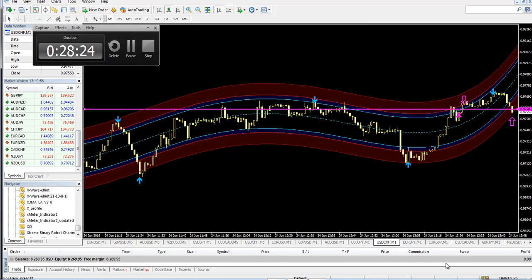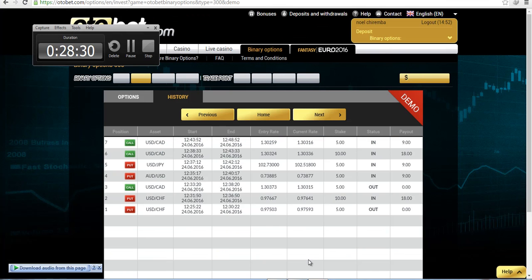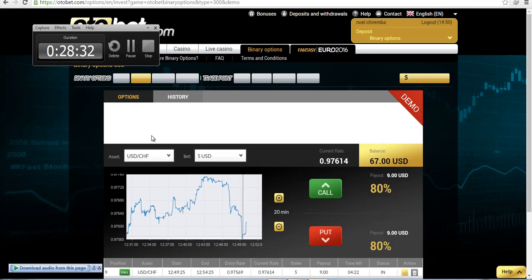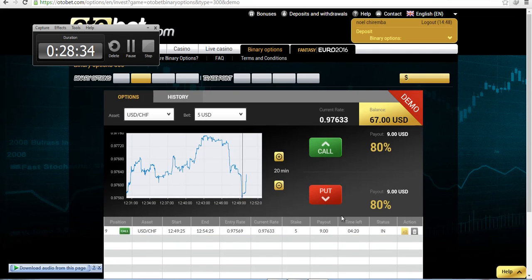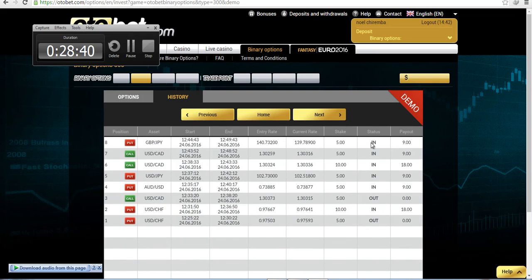So let me just look for more opportunities. This is Euro GPY. Which one am I trading? Okay, another one expired as well. If you check now, the balance is 67, which means I won 1, 2, 3, 4, 5, 6 out of 8, which is a very good winning rate.